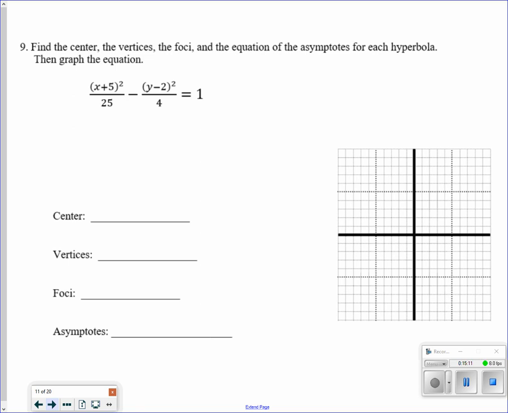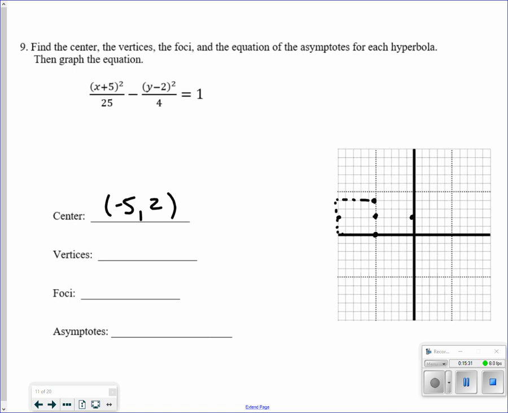Hyperbola, just like the other ones, whatever's in the parentheses. So the x is -5 and the y is +2. So the center is -5, +2. Under x is 25, so I'm going to go left and right 5. So 5 to the right, 5 to the left. Under y is 4, so the square root of that, I go up and down 2.